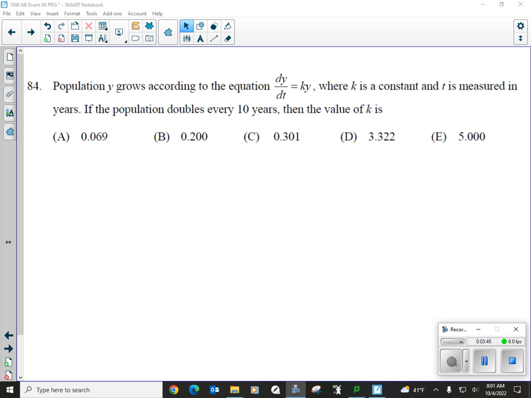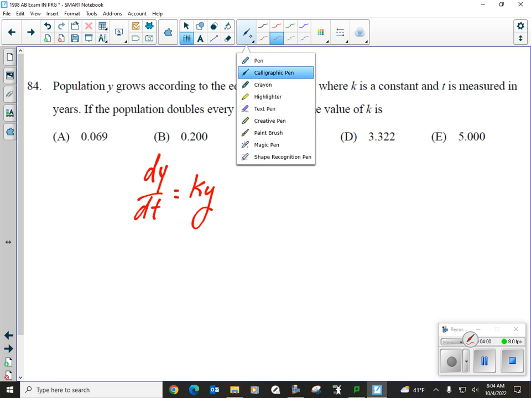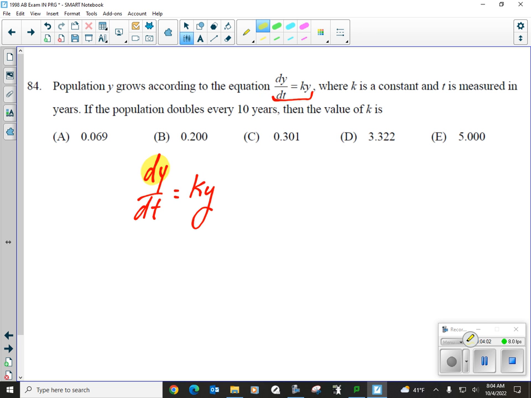All right. Well, let's just get right into this. I need to take dy dt equals ky. I want to get my dy and y on the same side, and then I'm going to get my dt and k on the same side. Remember, k is a constant. We are using the variable t, but k is a constant. Like, think of it like the number 5.